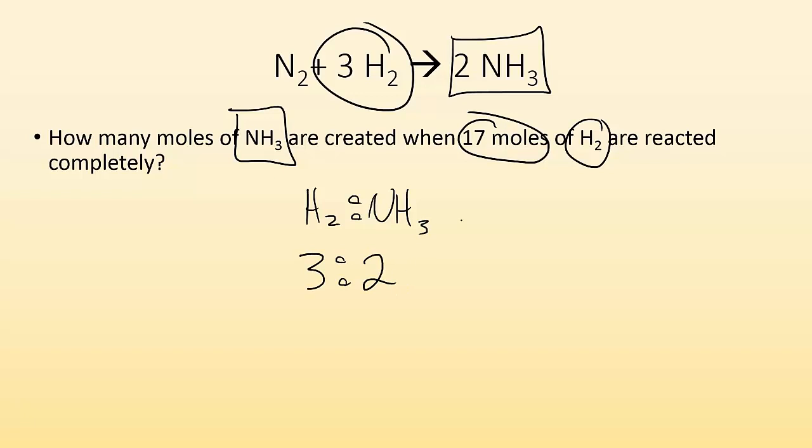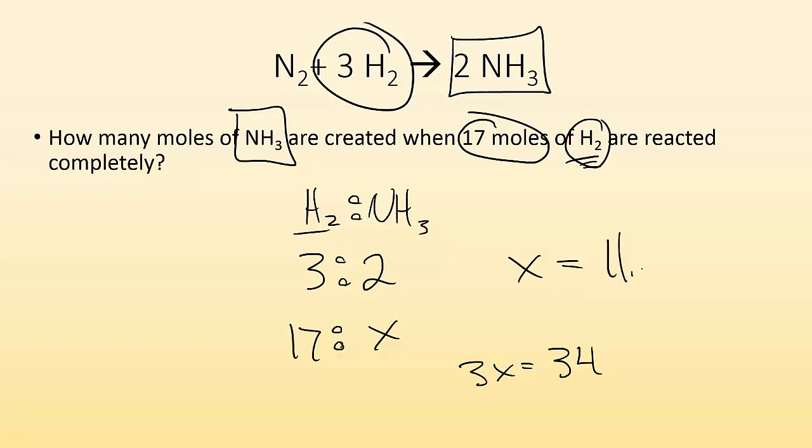And now I got to put in the moles, 17 moles of H2. So I got to put it on the H2 side. So 17 is going to be on the left side, the H2 side, and X is over there. So I got to figure out what X equals. So I cross multiply and divide, and I get 3X equals 34. So X equals 11.3. And that'll be moles of NH3.